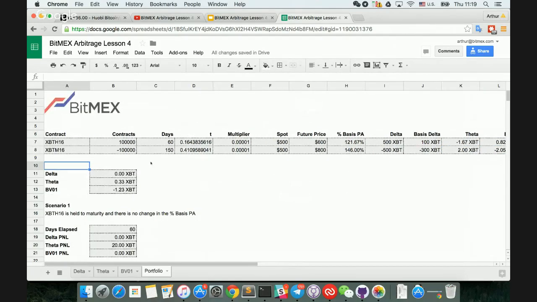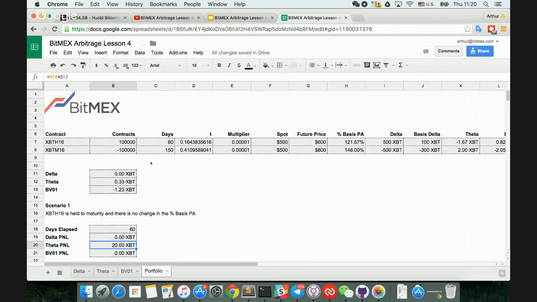Now we put this trade on, and there are different scenarios that can happen with the future outcomes, and we have to think about how we'll respond to them. The first is, assume that you hold the H16 to maturity, and there's no change in the relative percentage basis per annum. So what is your theta P&L? How much money have you made? You've made around 20 Bitcoin, because you make 0.33 Bitcoin per day, 60 days have elapsed, and so this is what you have earned in aggregate on the portfolio.